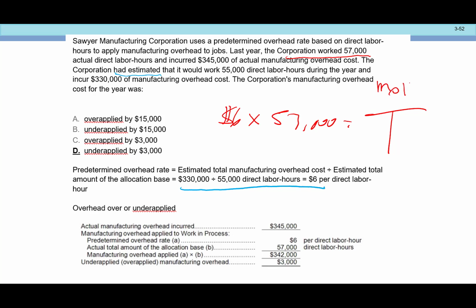Manufacturing overhead. The debit side is the applied. 57,000 times $6. They must have applied how much? 342,000 is what they applied. And the problem tells me that the actual overhead was 345,000? So am I under or over applied?